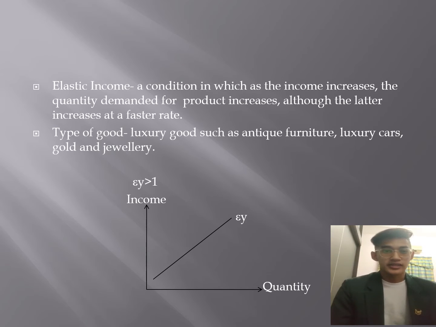Next, elastic income, a condition in which as the income increases, the quantity demanded for the product increases, although the latter increases at a faster rate. The type of good is luxury goods such as antique furniture, jewelry, luxury cars and gold.